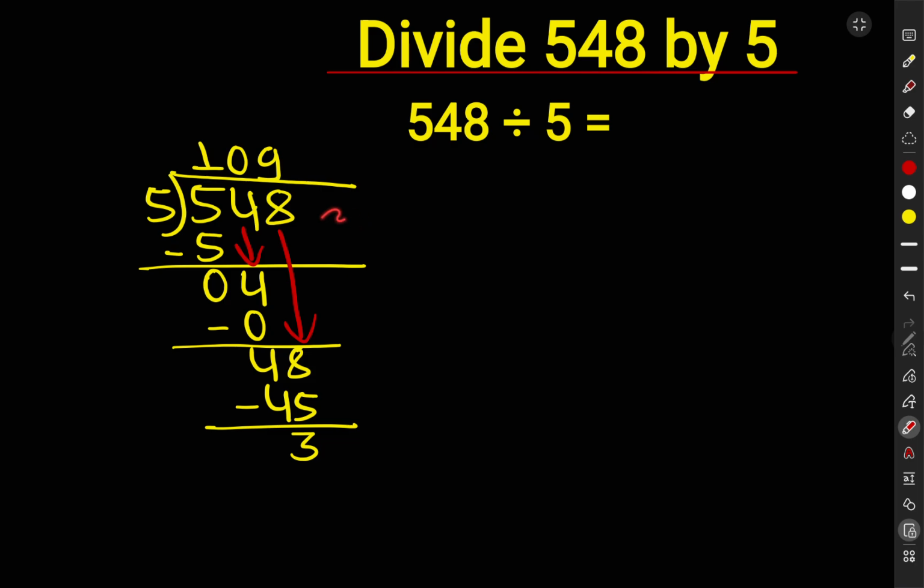So now we have no other number to put down. So we take a decimal here so that we can put 0. So it is 30 and 5 times 6 is 30. On subtracting we get 0. So 548 divided by 5 is 109.6.